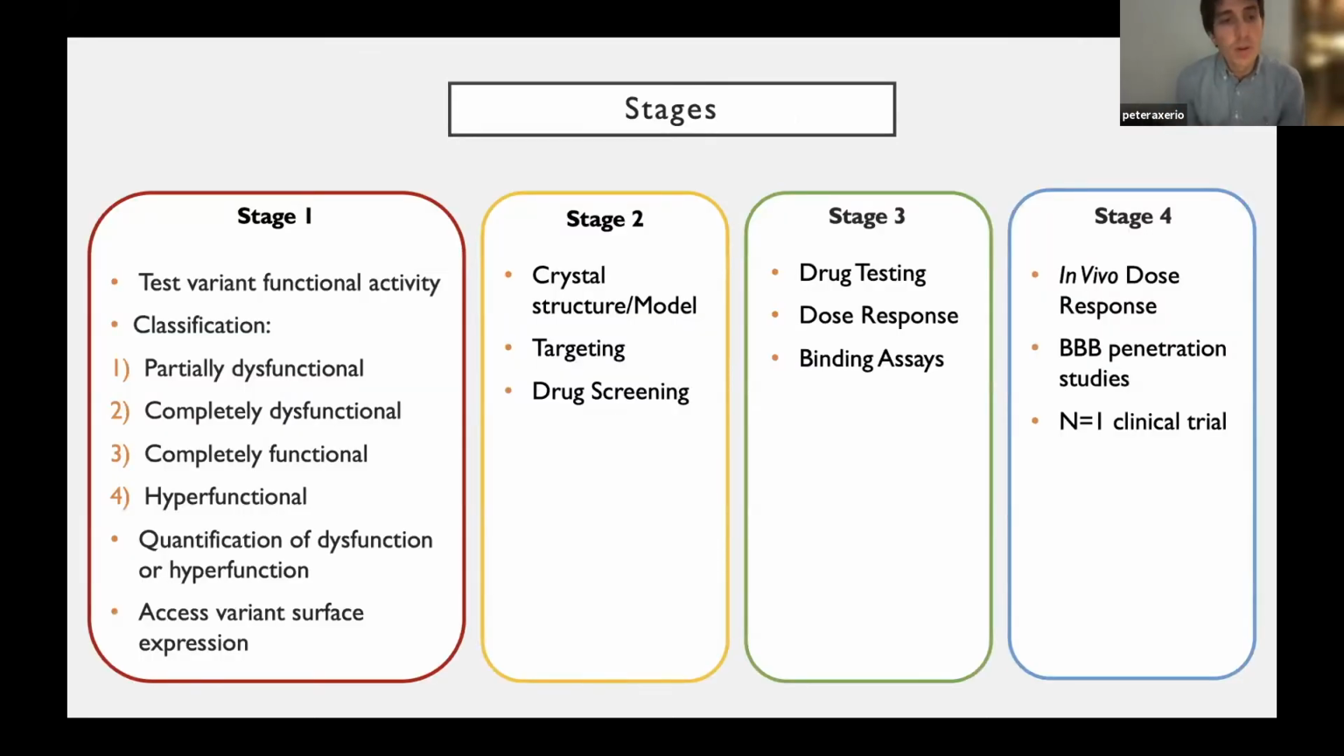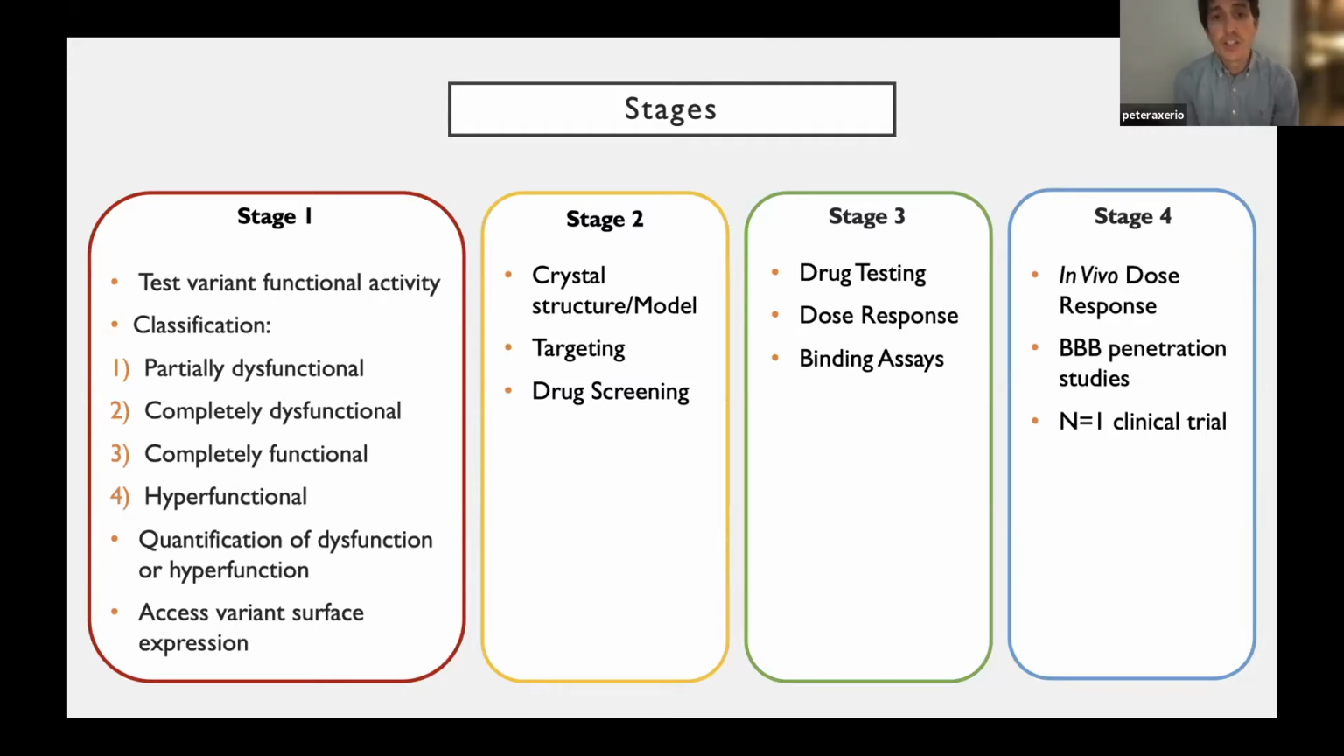So what we're doing is a multi-stage process of trying to find drugs for this. Stage one is to make these mutations in constructs, and then transfect them into, for us, HEK cells, and then classify them in terms of what kind of dysfunction they have. So it's partial dysfunction, completely dysfunctional, or hyperfunctional. And then we can quantify this in terms of how much dysfunction there is. We can actually give a percentage.